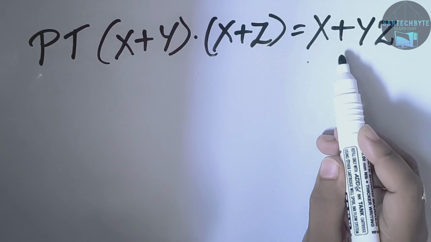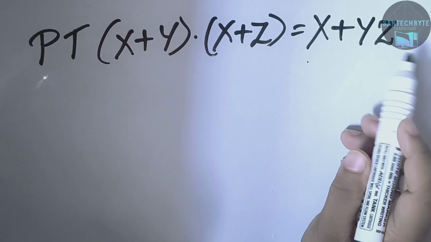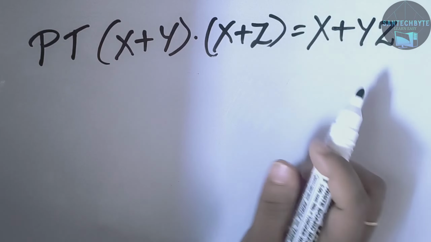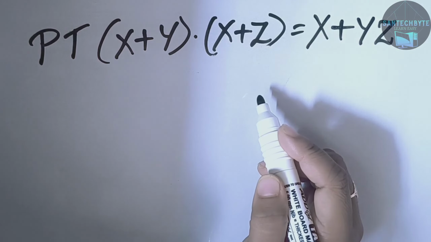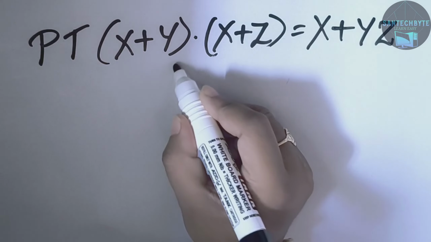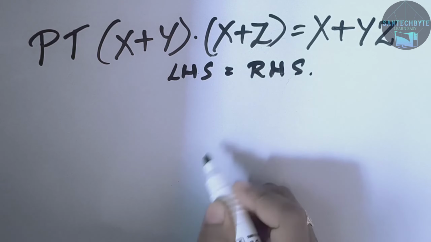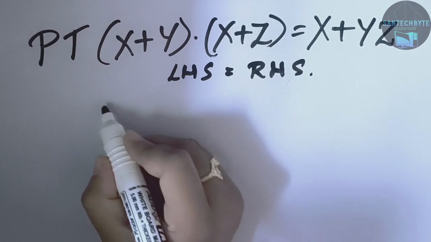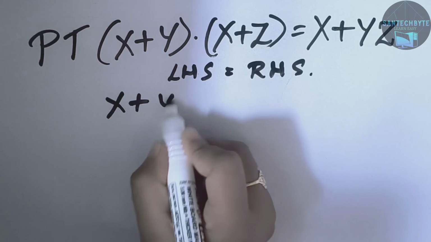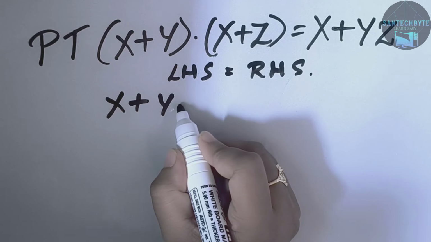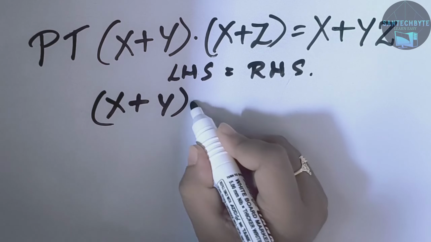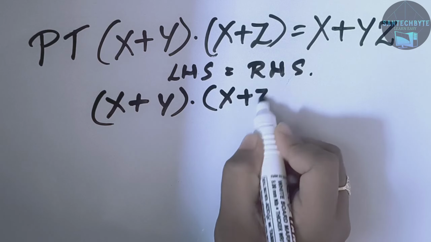You might also get another question like prove that (X or Y) and (X or Z) is equal to X or (Y and Z). You are going to prove this again by using the algebraic method. Let me show you how LHS is equal to RHS. First you are going to take what is there on your LHS. So we have (X or Y) and (X or Z).